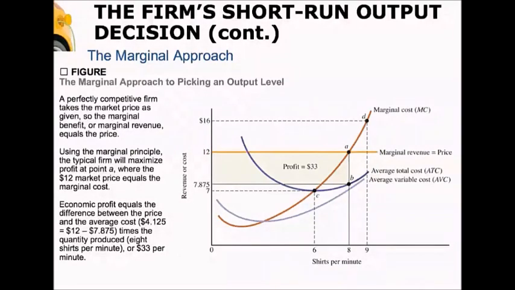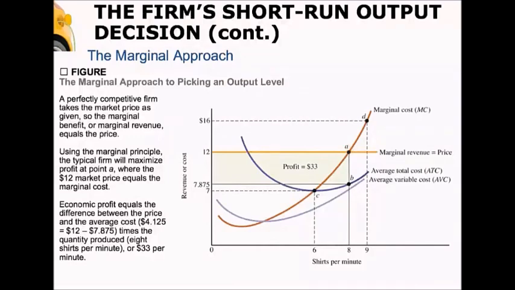So if the market price is equal to $12, to figure out how much to produce, just look at where marginal revenue crosses marginal cost, and that's at point A. So we would produce 8 shirts per minute. How much would profit be? Well, we know our marginal revenue is equal to $12. It's equal to the price. And that's how much you're going to get per shirt. How much does each shirt cost you?